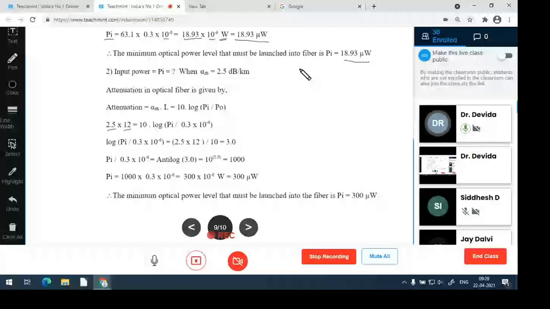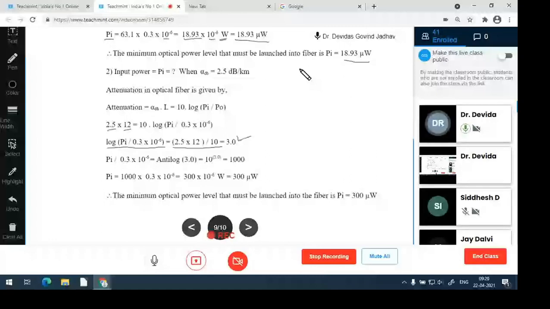So log of Pi upon 0.3 into 10 raised to minus 6 is kept on one side, and all the values are taken on the other side. Now instead of 1.5 it is 2.5 into 12 divided by 10, and then it comes out as 3.0. So log of Pi divided by 0.3 into 10 raised to minus 6 equals 3.